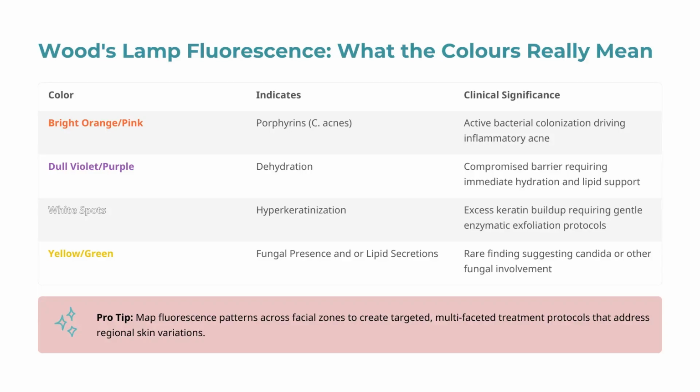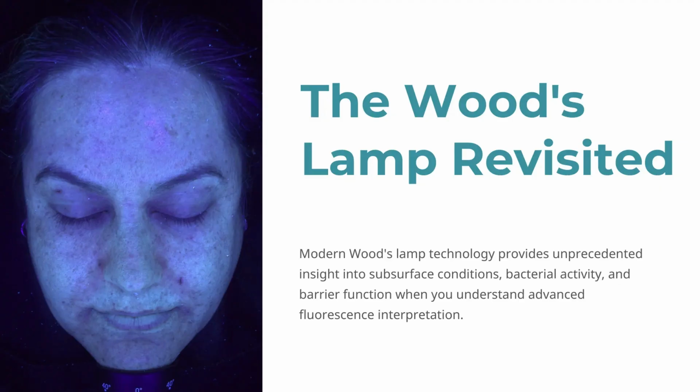A dull violet or purple fluorescence can often indicate a lack of water in the skin. Dehydrated skin often appears darker under the Woods lamp, and this can highlight barrier compromise, and it can also highlight a loss of structural integrity. The loss of volume in the skin, if you will. White spots are commonly there to indicate hyperkeratinization, the excess keratin buildup that often requires enzymatic support rather than aggressive exfoliation. It just allows a diagnostic cue that leads us for further investigation.